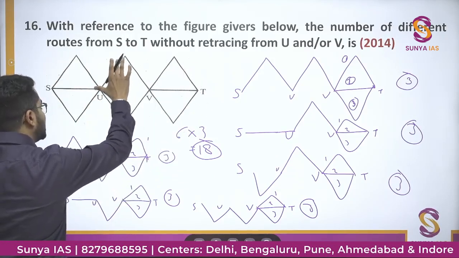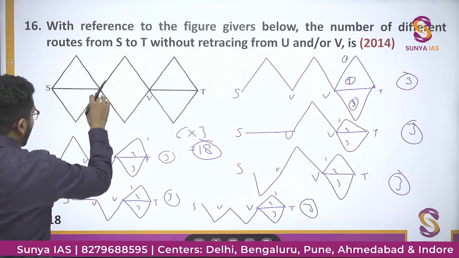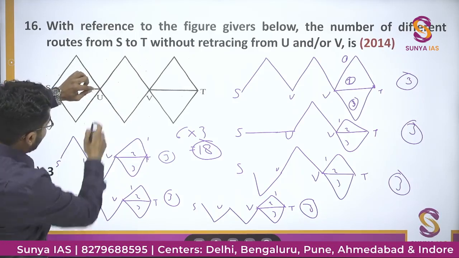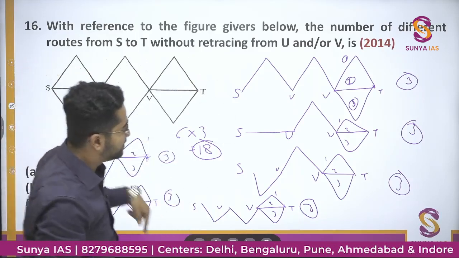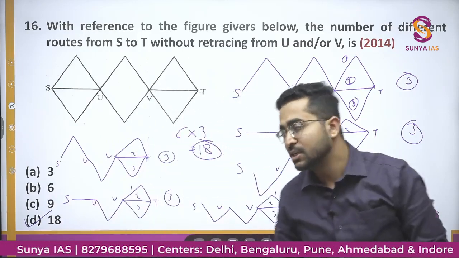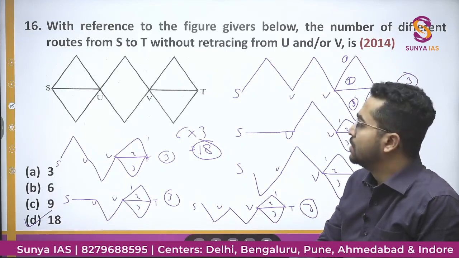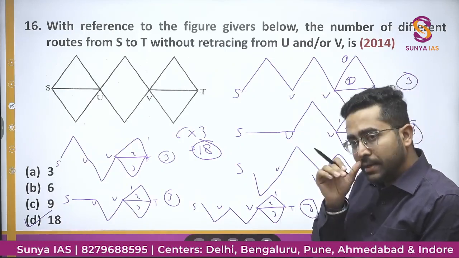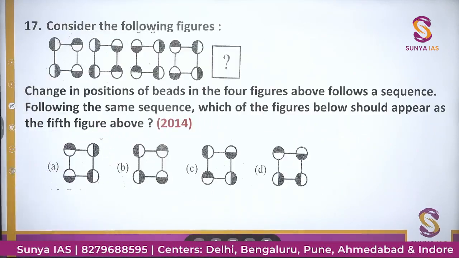Here I am taking this first upper root. From S there are three different ways to go. Then I have taken U's bottom root. And here I can take this, this, this like this. So these will be a total of 18 ways through which I can go from S to T. Any doubt here? No. Okay. So now I will see the next question.